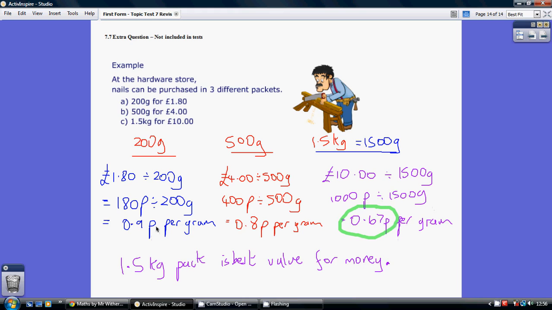Okay, now we can properly compare and contrast because each of these tell us how much 1 gram costs. Now we want to pay as little as possible, so this is the answer. Okay, so we can argue that the 1.5 kilogram pack is best value for money. So this is exactly how I want you to set out this type of question.